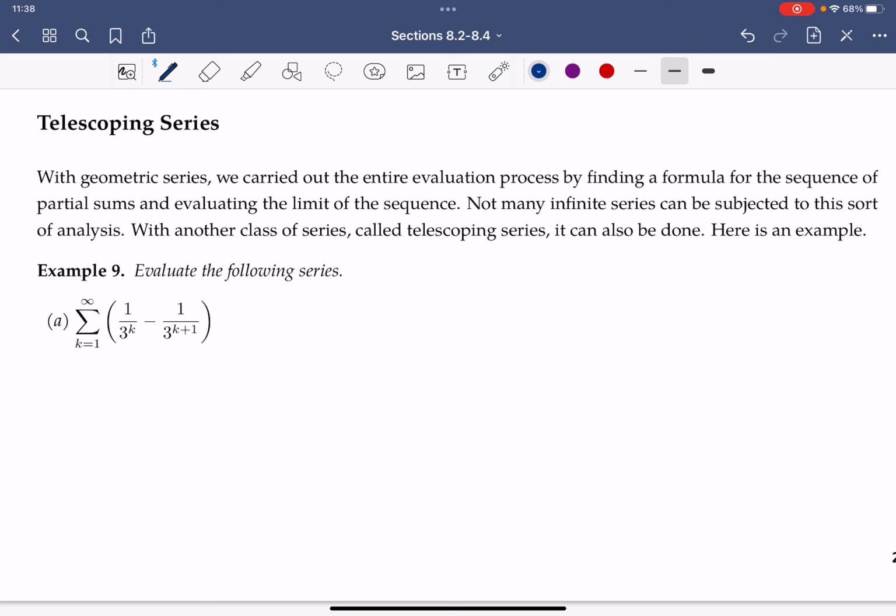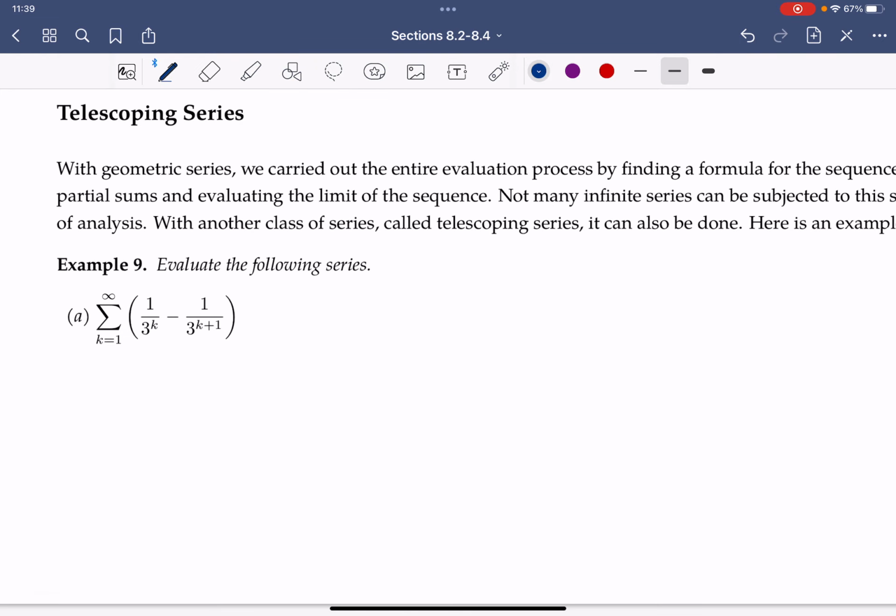So telescopic series is like you have some terms that cancel out a lot, and at the end you can compute the limit of the series by just taking the limit of the partial sum. So what you do here is you're trying to find a lot of terms that cancel out. So example 9 is going to be an example to show you that when you expand it, you can see that there is a lot of cancellation, so you can find the limit easily.